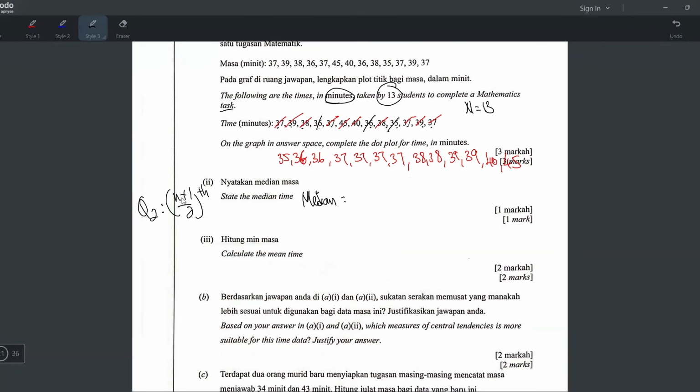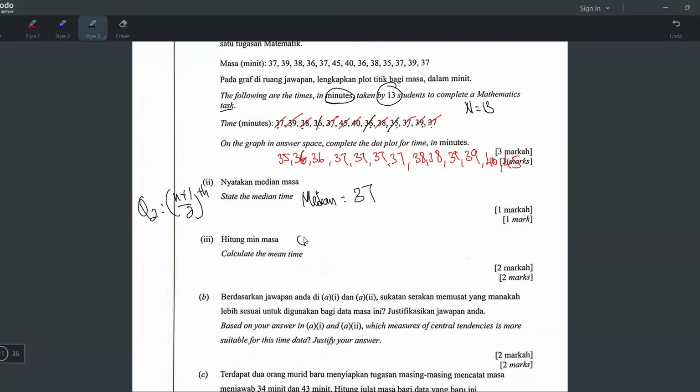The formula is (n plus 1) divided by 2, but the n we put is 13. 13 plus 1 will be 14. 14 divided by 2 is 7. That means the median is at the 7th position from the left, or from the right also can. So 1, 2, 3, 4, 5, 6, 7. So it's the same thing. The median is indeed 37.